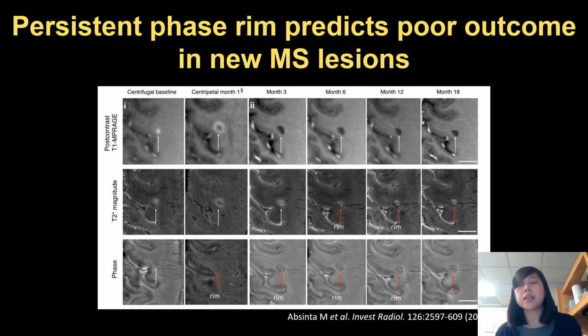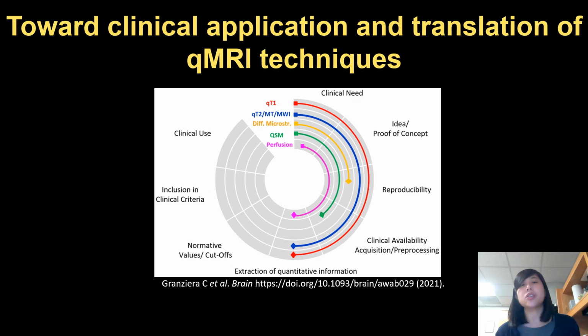So this was a study that was done at 7 Tesla, showing that despite resolution of enhancement within this lesion, there was actually the development of a persistent phase rim, this dark rim around the lesion. And this is thought to correspond to chronic inflammation at the boundaries of the lesion, specifically reflecting iron content taken up by microglia at the edges of the lesion. This paper by Martina Absinta et al. basically showed that the persistent phase rim predicted poor outcome in new MS lesions. And so this has led to a very promising way of potentially better understanding and characterizing the heterogeneity of MS lesions and predicting outcome based on the prevalence of such lesions.